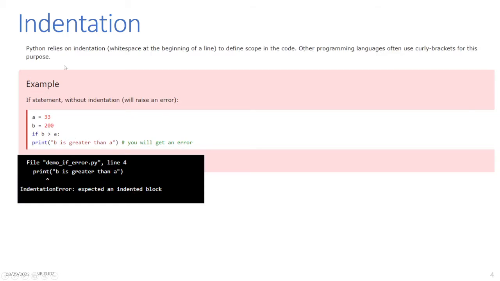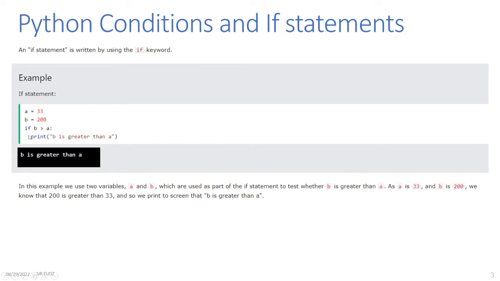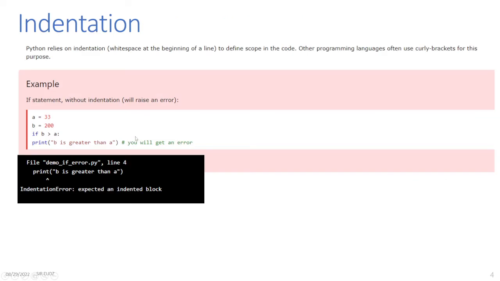Indentation. Python relies on indentation, so white space at the beginning of a line, just like in this case, so you notice we have here an indentation, to define the scope in the code. Other programming languages often use curly brackets for this purpose. So if we use an if statement without indentation, it will actually raise an error.